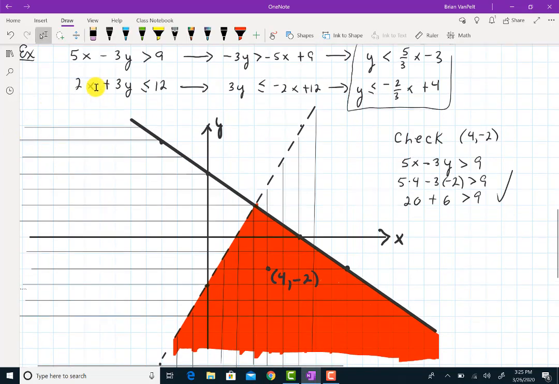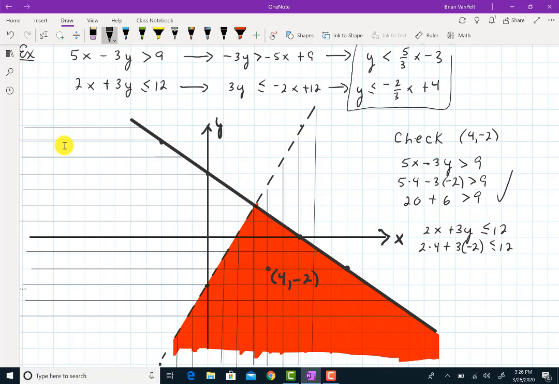And then for the second half, the 2x plus 3y, that was supposed to be less than or equal to 12. Let me throw in my numbers. I have 2 times 4 plus 3 times -2, supposed to be less than or equal to 12. 2 times 4 is 8. 3 times -2 is -6. And that is definitely true. 2 is less than or equal to 12. So both of them check out, and I feel pretty good about my checkpoint. Well, not just the checkpoint. I feel pretty good about my solution.